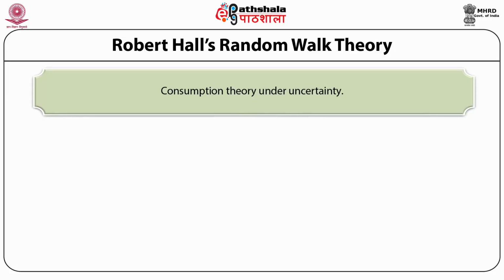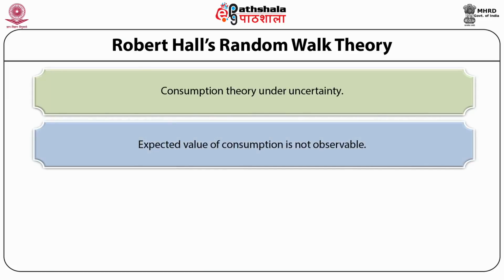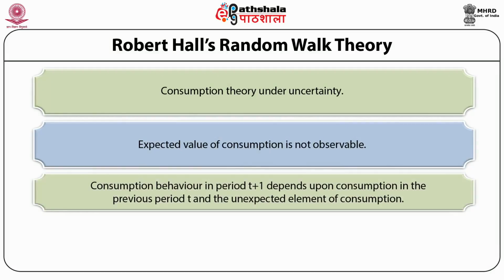It is in this theory Hall applied the theory of rational expectations. According to this, expected value of consumption is not observable. However, Hall said observed consumption behavior in period t+1 depends upon consumption in the previous period t and the unexpected element of consumption.